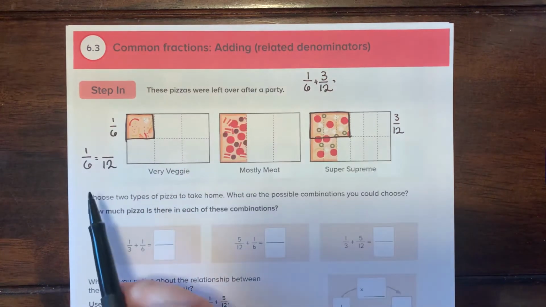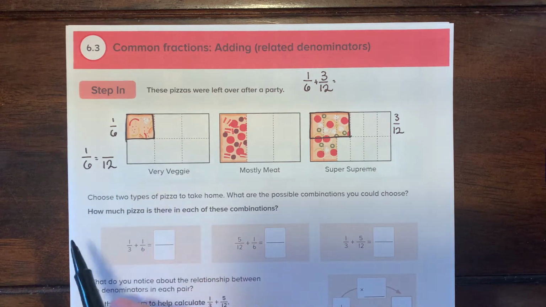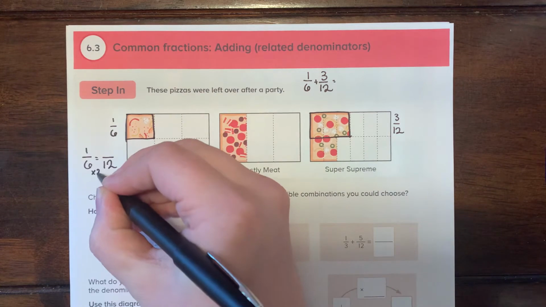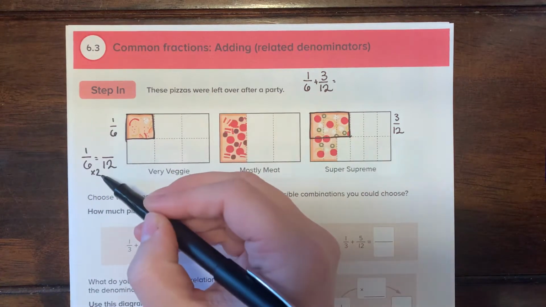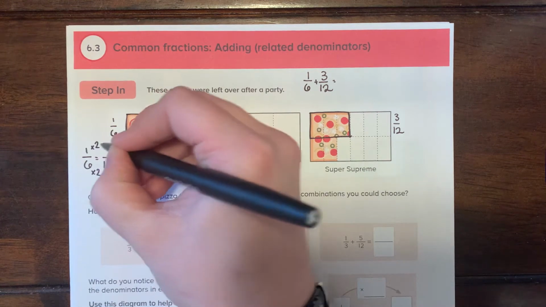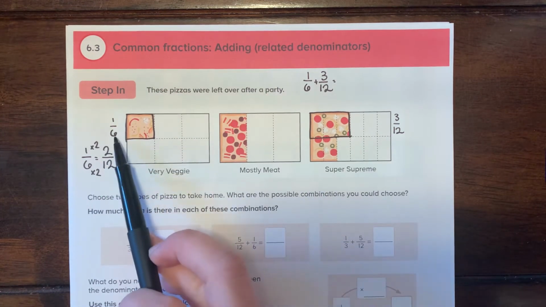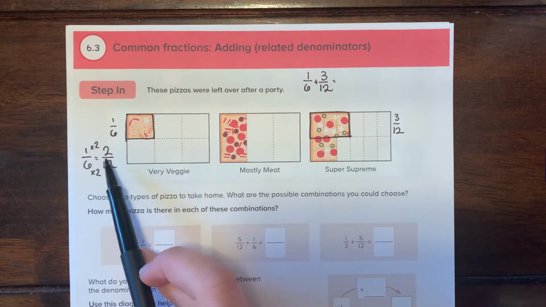Now our first step here is to multiply the 6 times 2 because we know that we need to get 12. So we're going to multiply it by 2 and that gives us 12. And whatever we do to the denominator, we have to do to the numerator. So 1 times 2, which is 2. So this shows me that if I turned my 1/6 into 12ths, then it would be 2/12.